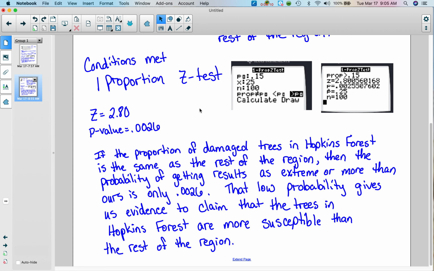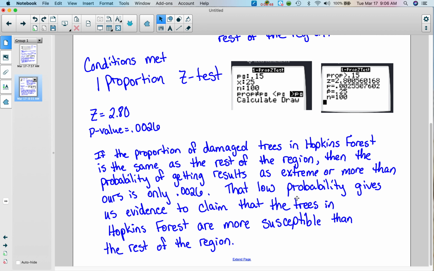Here is my conclusion. If the proportion of damaged trees in Hopkins Forest is the same as the rest of the region, those are in words saying if the null hypothesis is true, but put the context to it, then the probability of getting results as extreme or more than ours is only 0.0026. So that's my p-value. A p-value is a conditional probability. If the null hypothesis is true, this is the probability I would get results like mine or more extreme. So then I have to talk about what a 0.0026 means. That's a low probability, and don't assume that people are going to know that. You have to say it.